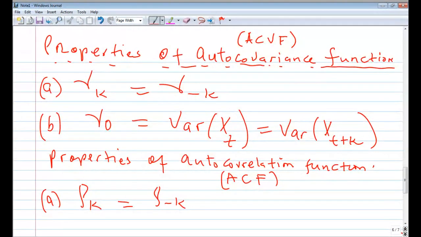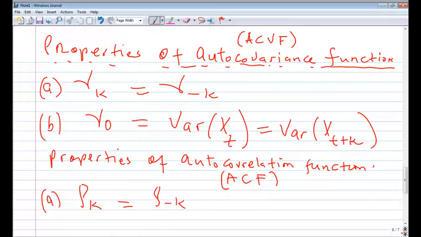Here, when we talk about the properties of autocovariance functions, when we say gamma k, we're saying the autocovariance function at lag k. We will understand the meaning of lag k as we proceed. The autocovariance function at lag k is equal to the autocovariance at lag minus k. And number b, gamma 0, the autocovariance at lag 0, is equal to the var of xt, which is equal to the var of xt plus k.